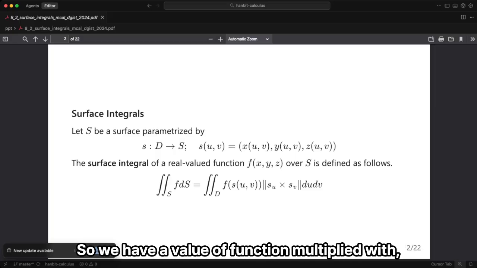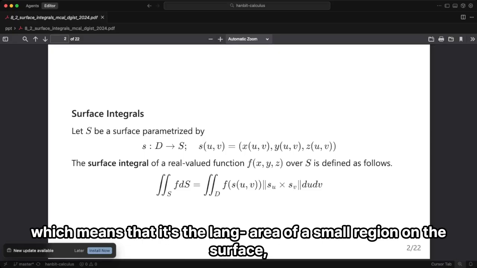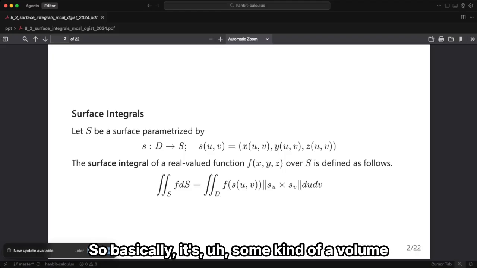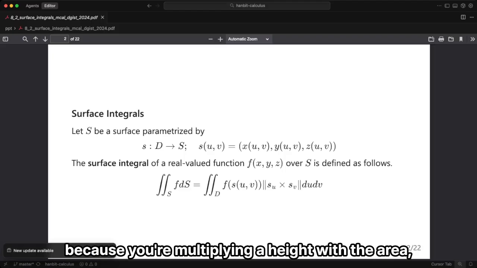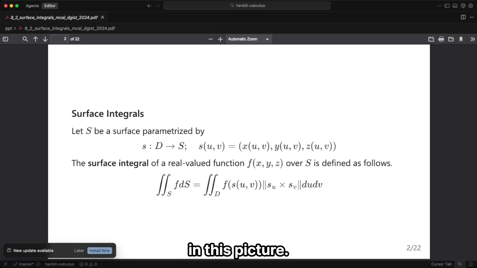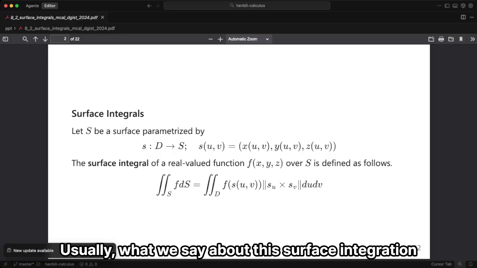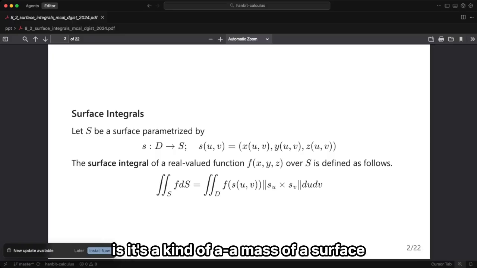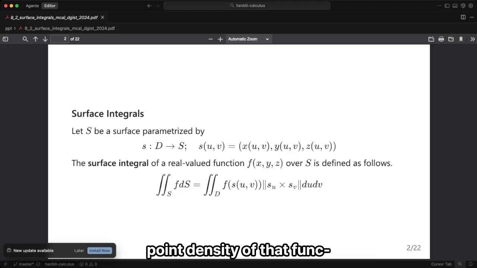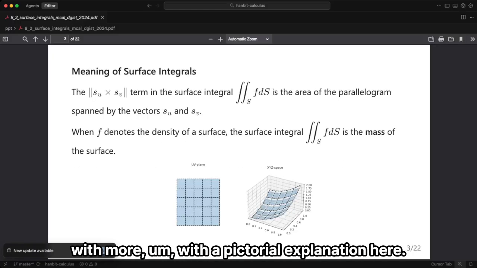So we have the value of a function multiplied by the norm of a cross product, which means the area of a small region on a surface, and we sum them up. So what do you get? Basically it's some kind of volume, because you're multiplying a height with the area, but it's hard to think about the volume element in this picture. Usually what we say about this surface integration is that it's a kind of mass of a surface when we consider F to be the point density at that point on the surface. Let me give you the meaning with a pictorial explanation here.